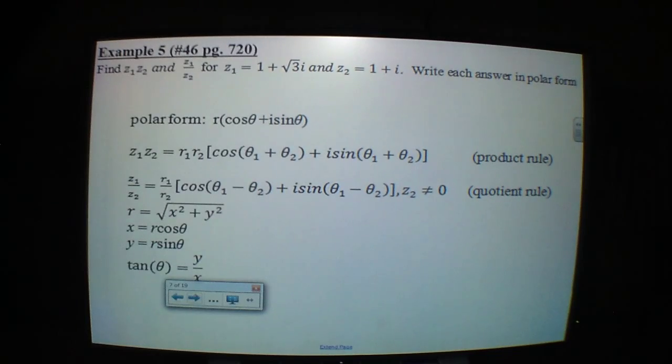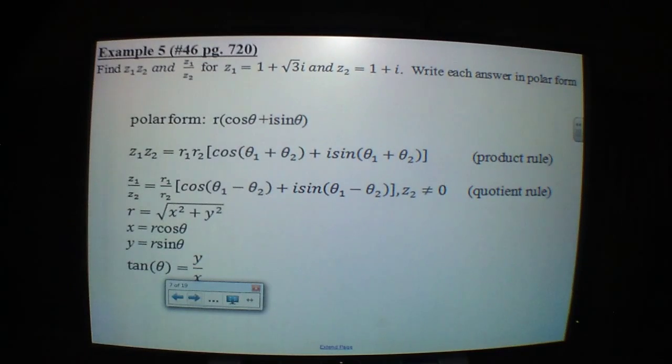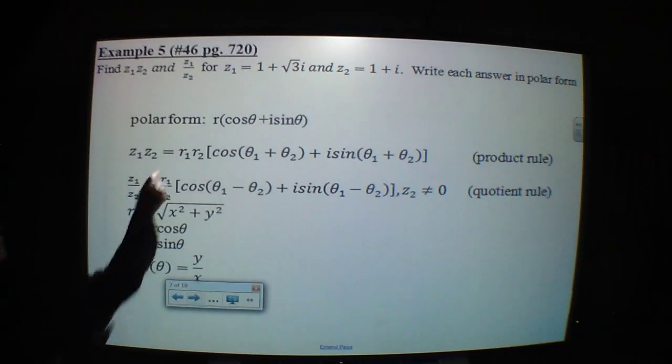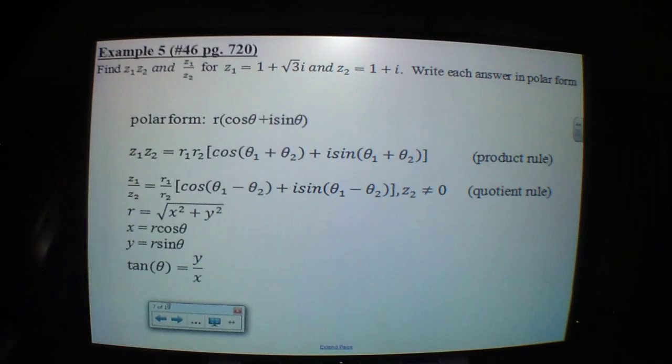Okay? The quotient rule would be division here and subtraction there. So let's figure out what we know. You could figure out the r's given that, because remember r is equal to x squared plus y squared. So you could do an x and a y. You should be able to figure out your thetas. You should be able to figure everything out from here, because you're given an x, you're given a y, you can figure out the r. So you should be able to figure everything out using all these formulas here.